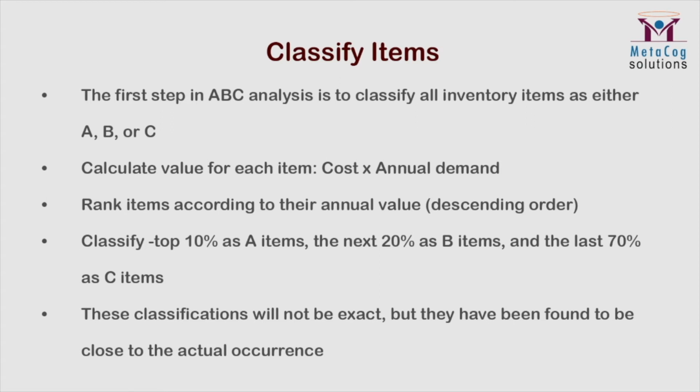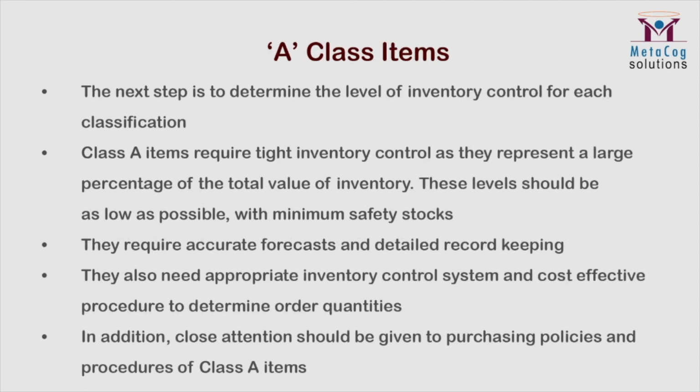The top 10% are classified as A items, the next 20% of items are classified as B items, and the last 70% of items are classified as C items. These classifications will not be exact, but they have been found to be close to the actual percentage in practical terms.